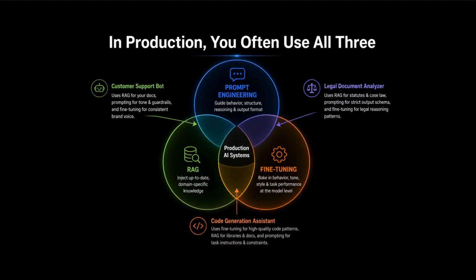In real production systems, these techniques layer on top of each other. A customer support bot might be fine tuned to match your brand voice, use RAG to pull information from your knowledge base, and still have a carefully engineered system prompt to control its behavior. Knowing when to add each layer and in what order is what separates good AI engineers from great ones.